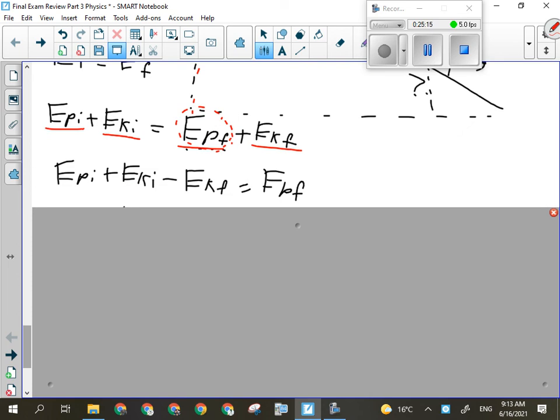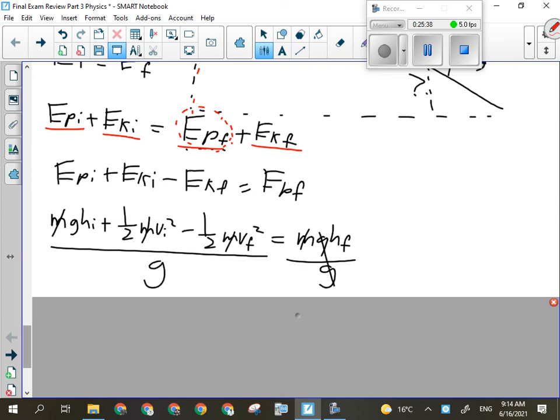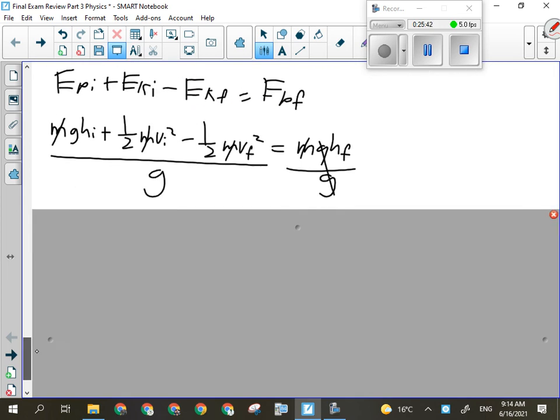All right, so we're going to have EP initial plus EK initial minus EK final equals EP final. Then we can plug in our formulas. So we'll have m times g times h initial plus 1/2 mv initial squared minus 1/2 mv final squared equals mgh final. We can cancel off all the m's because they're in every term, and then we just have to divide both sides by g in order to get the final height by itself.